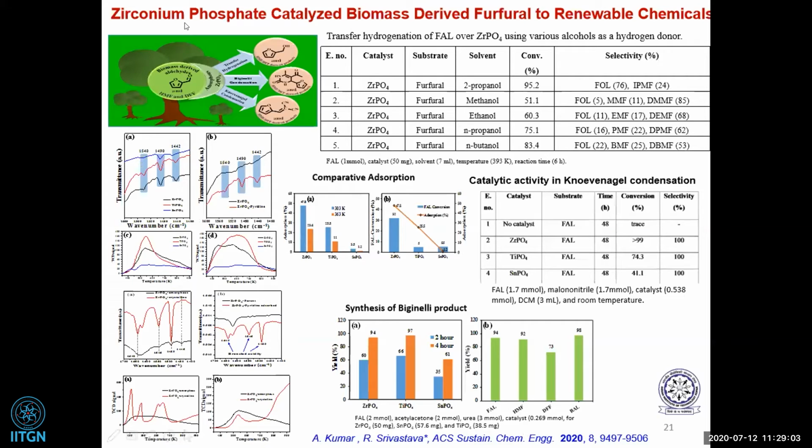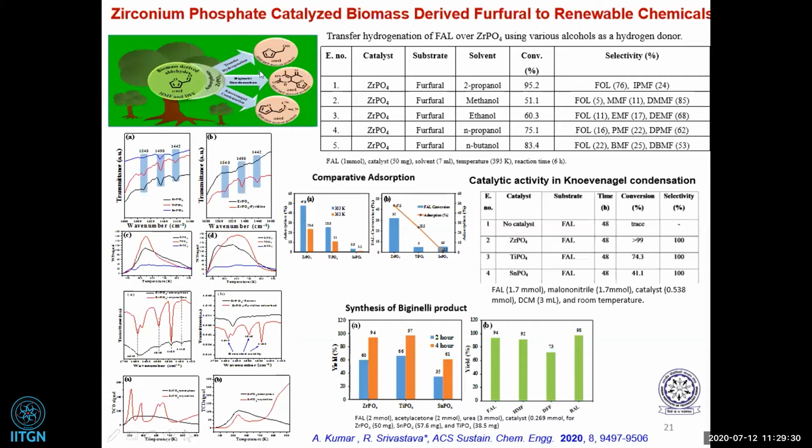Another interesting example that we just prepared is zirconium phosphate. We prepared different kinds of phosphates, zirconium, titanium, and tin, but zirconium phosphate was found to be very good, especially for furfural conversion, furfural to furfural alcohol. Generally, for furfural to furfural alcohol we employ noble metal catalysts, but here we did transfer hydrogenation employing a very economical catalyst.